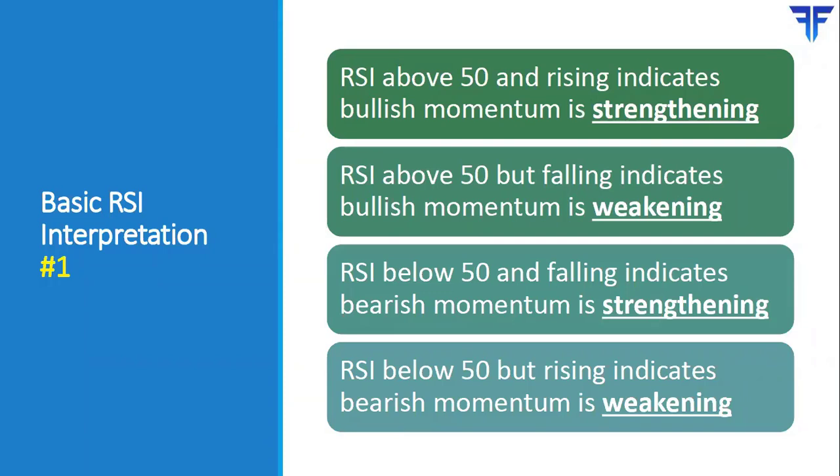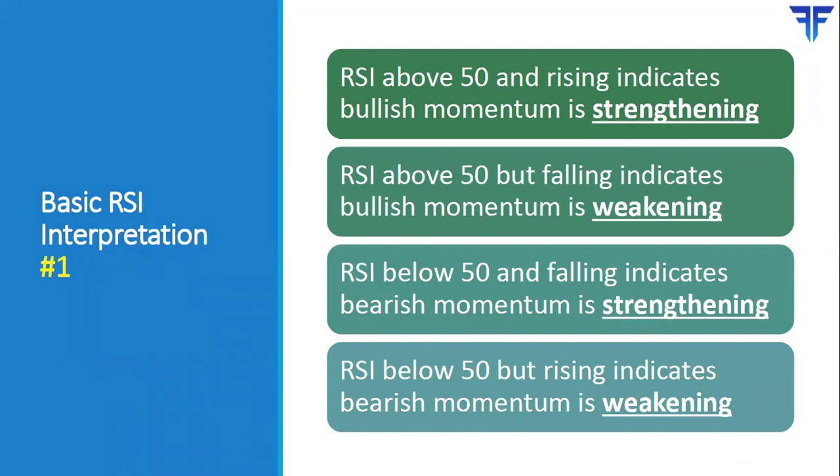Now let's switch to the other side of 50. Whenever RSI is below 50 and falling, it tells you that not only is the momentum bearish, but that bearish momentum is strengthening, and that the bears are gaining more and more control of the prices.